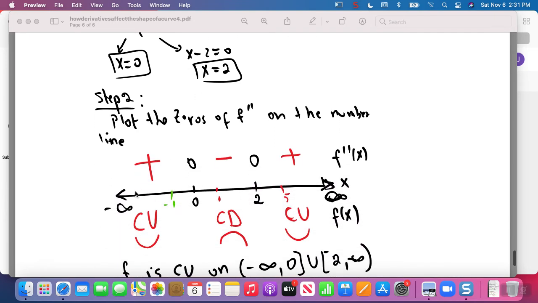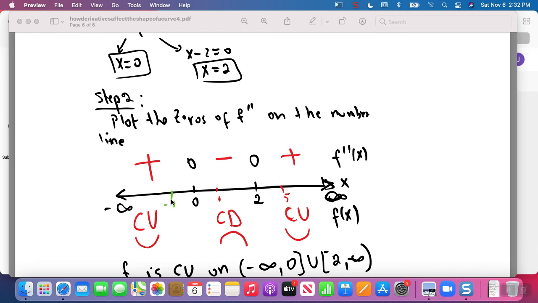So our next step is to plot those numbers 0 and 2 on a number line. So we have x equals 0 and x equals 2. On the top row we put the second derivative. This time it's the second derivative, and the bottom row is still the function. Because we have 2 zeros of the second derivative, the 2 zeros will partition the number line into 3 sub-intervals. This is the first one, that's the second interval, and that's the third.